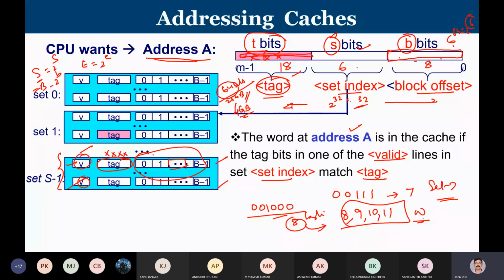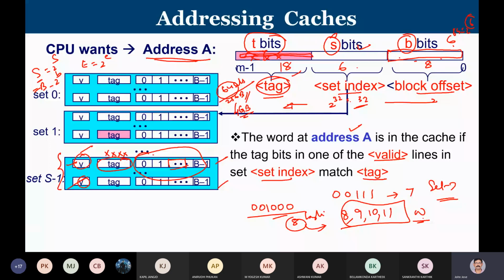I will repeat once again. When a physical address is given by the CPU, you divide the physical address into tag, index, and offset. Using the index bits, you locate the corresponding set. So my search is now restricted to only this set.